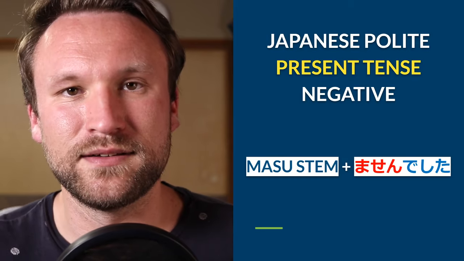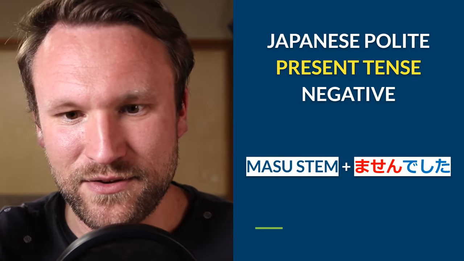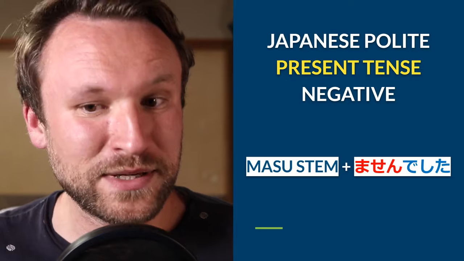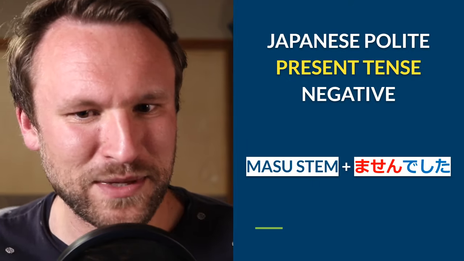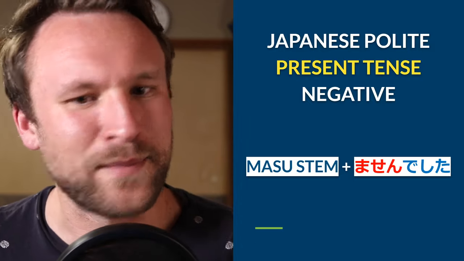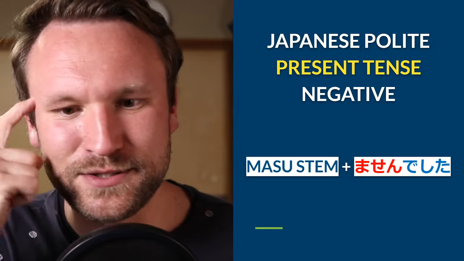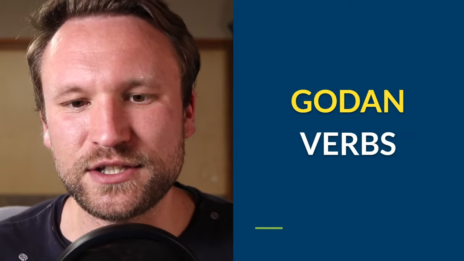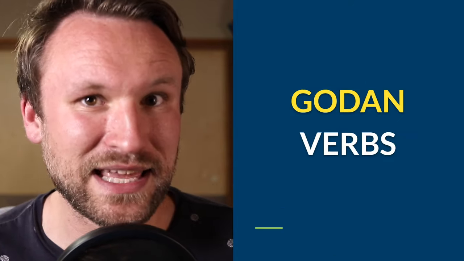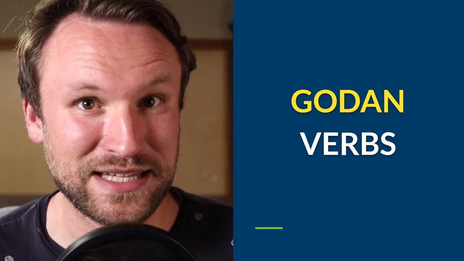All right. This one I'm going to go even faster. It's the Japanese polite past tense negative. Not present tense, it's the Japanese polite past tense negative, Andy. Man, you got to pay a little bit more attention to these slides, dude. Masu stem plus masendeshita. We saw this earlier with Ando-san imasendeshita. He does not exist. He was not there.